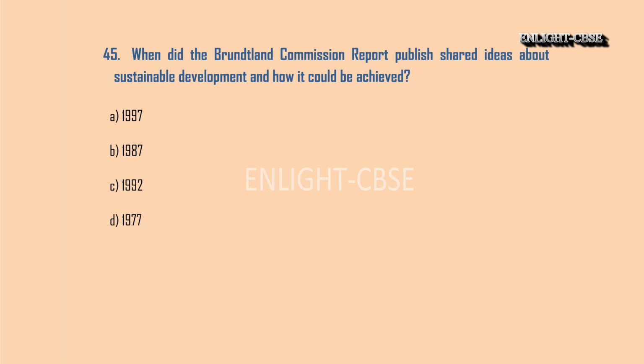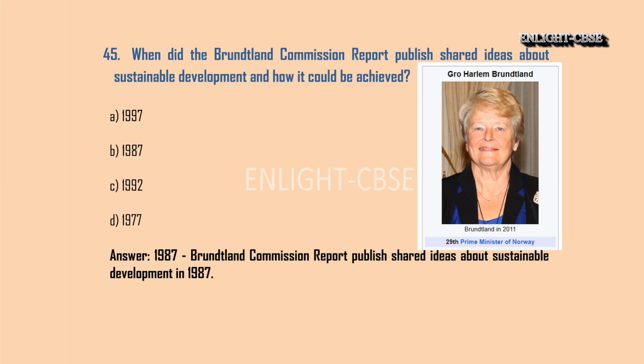Question 45. When did the Brundtland Commission report publish shared ideas about sustainable development and how it could be achieved? A. 1997. B. 1987. C. 1992. D. 1977. Answer: 1987. Brundtland Commission report published shared ideas about sustainable development in 1987.